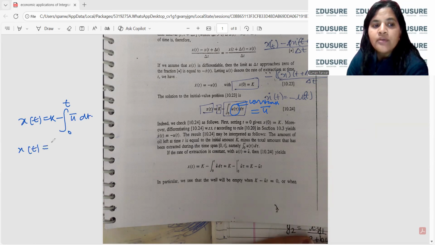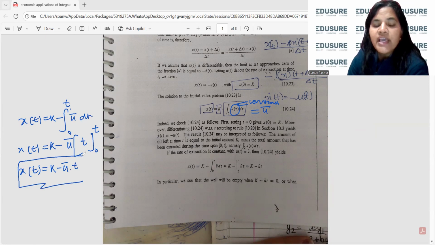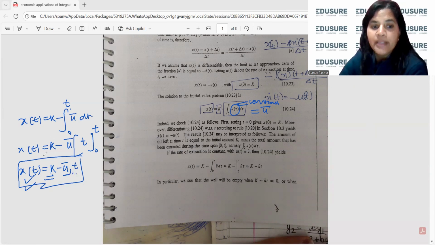So x(t) will be equal to k minus ū. So ū is a constant, it will come out. And when you integrate from 0 to t, the integration of 1 is t. So x(t) will be equal to k minus ū times t. So this is the expression for the amount of oil left at time t, that is equal to k, the initial amount, minus the average rate of extraction per unit of time into the time taken.